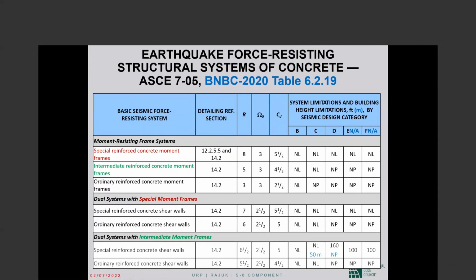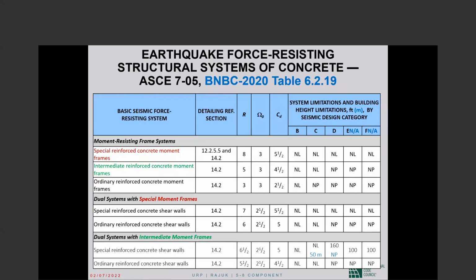Okay. Then the R, omega sub 0, C sub D, and then there are height limits on almost all structural systems, with the exception of special moment frames of concrete and steel and dual systems utilizing special moment frames. Those are the only systems without height limits on them. Every other system has a height limit on it, and most of the time the height limits are in the higher design categories, not so much on B. Design categories E and F, I have mentioned repeatedly, do not exist in Bangladesh.